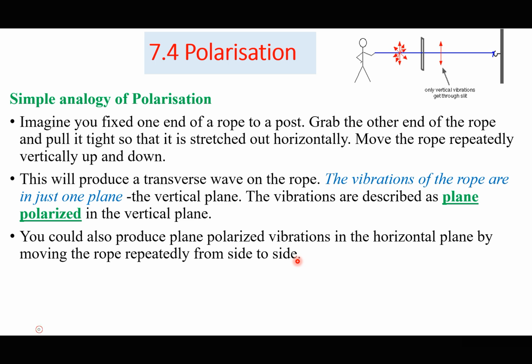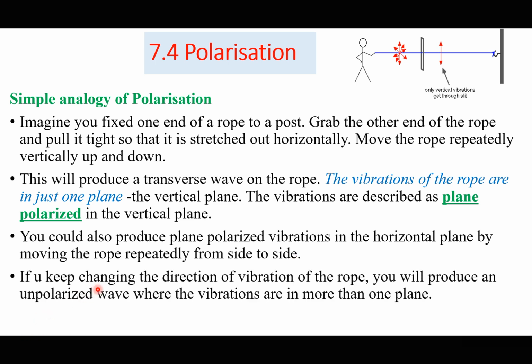If you keep changing from horizontal to vertical, or vertical to horizontal, if you keep changing the direction of vibration of the rope, you will now produce an unpolarized wave where the vibrations are in more than one plane. Remember, in the first case, we moved the rope up and down, and the vibrations were only in the vertical plane. In the second case, we moved the rope side to side, which made the vibrations only horizontal. Now, if we move horizontal, then vertical, then horizontal, then vertical, and the pattern continues, in other words we keep changing planes, we keep changing directions of vibration of the rope, then we are going to produce vibrations in all planes, in several directions. So we shall say we have produced unpolarized vibrations of the wave. If vibrations are in more than one plane, then they are considered to be unpolarized.